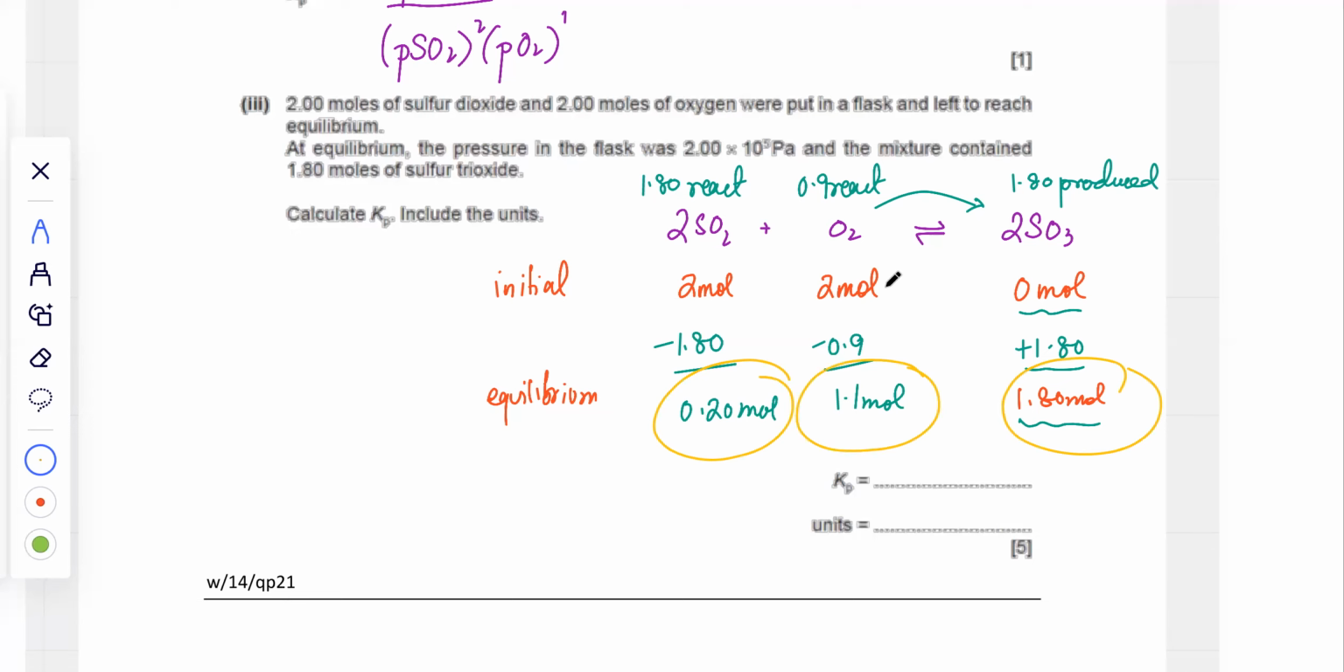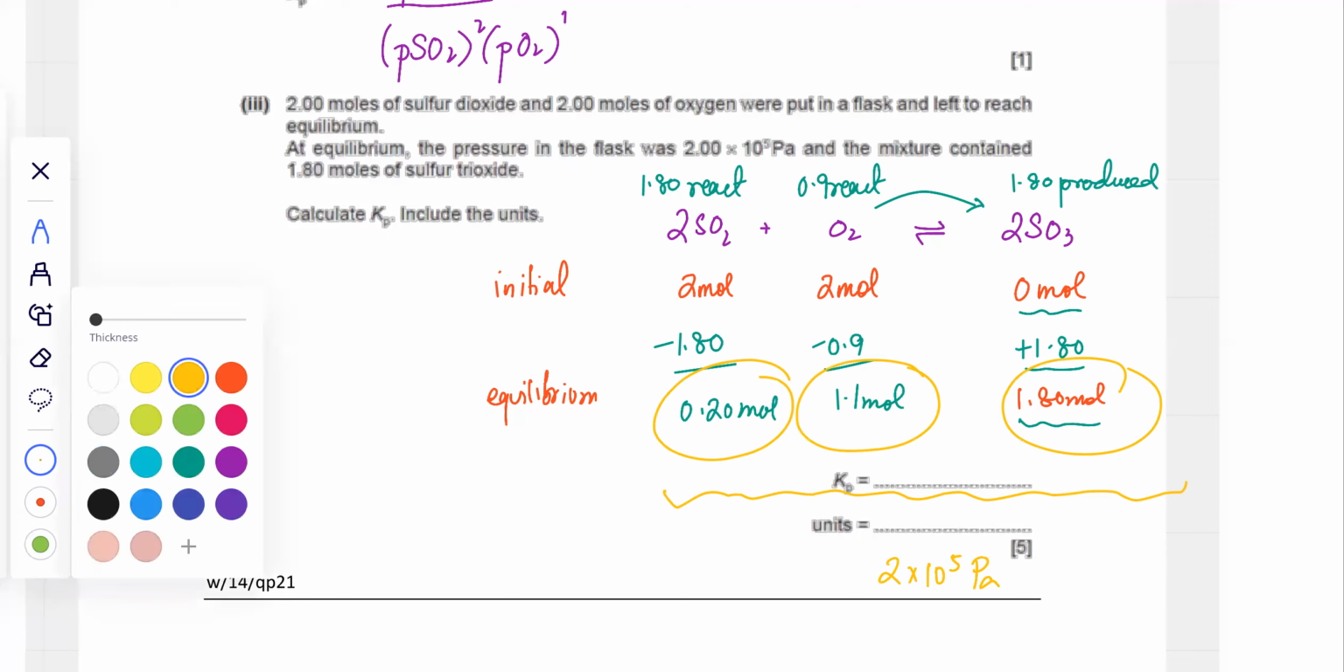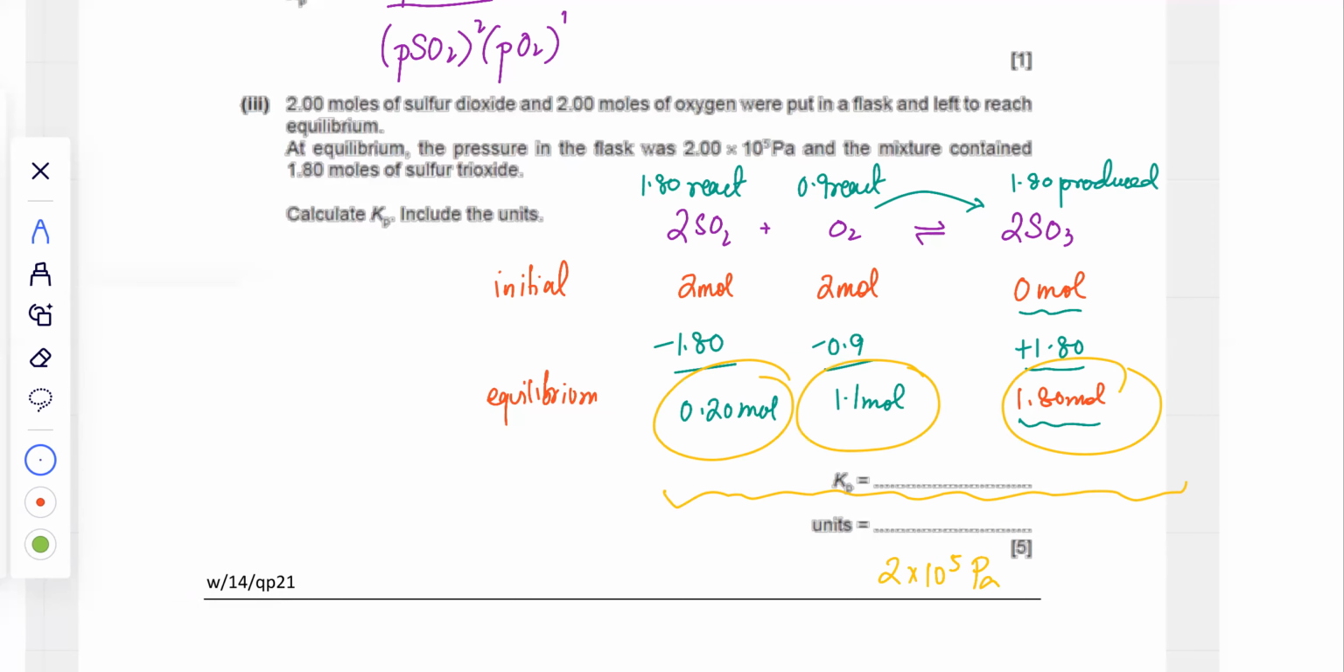Three things are present in the container, and together, all three are exerting a pressure of how much? They're exerting a pressure of 2 times 10 power 5 pascals. So all of them together are exerting a pressure of 2 times 10 power 5 pascals. So I'm going to find the individual pressures for each one of them. First, the partial pressure because of SO2.